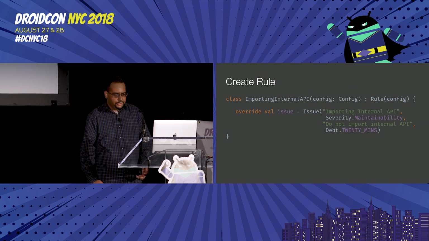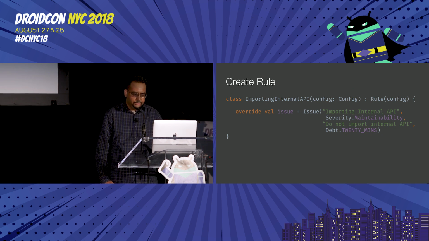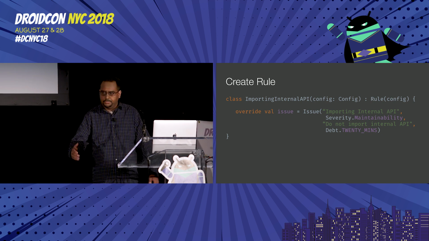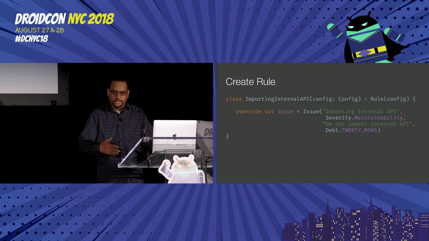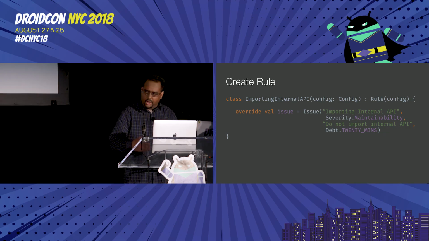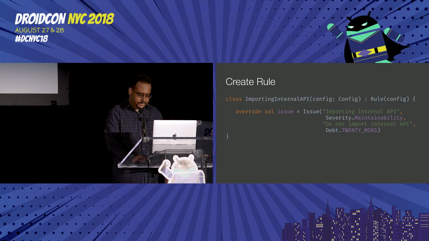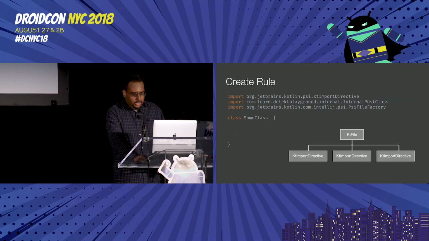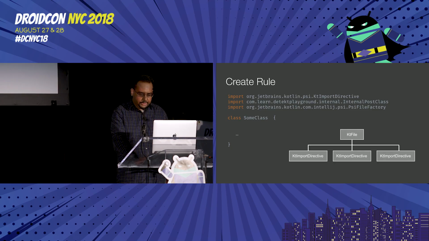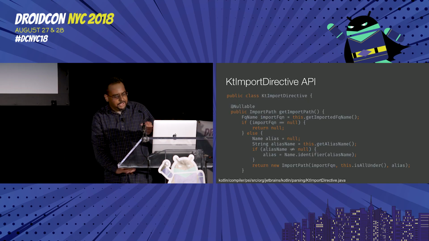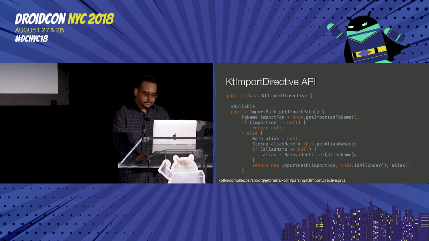First thing that you're going to do for this rule, you're going to specify an issue. You're going to give a description of the rule that you want to create. The debt is an arbitrary number, how long it would take to fix that rule. It could be less than 20 minutes. Each import is represented by this node, KtImportDirective, right? And the API allows me to get the import path.